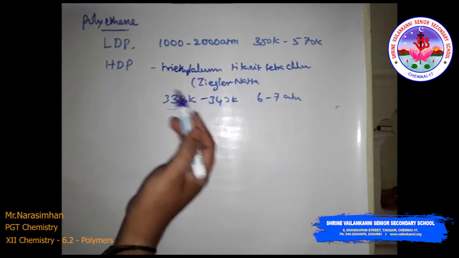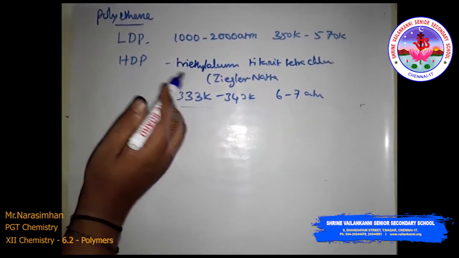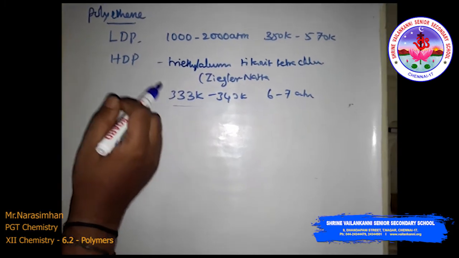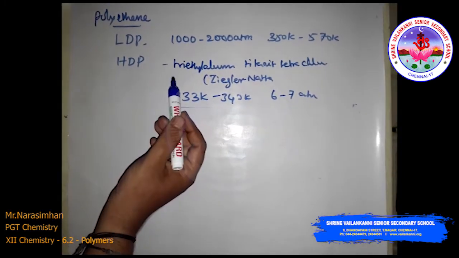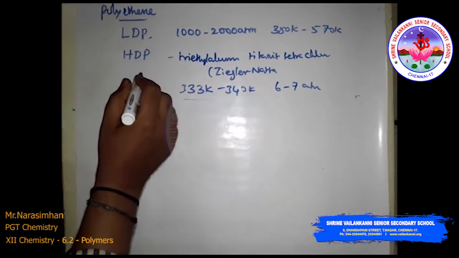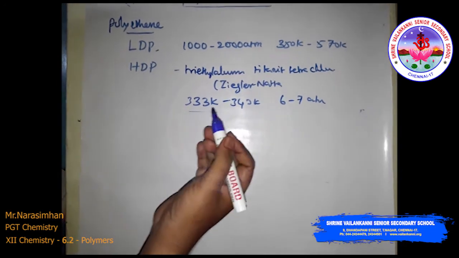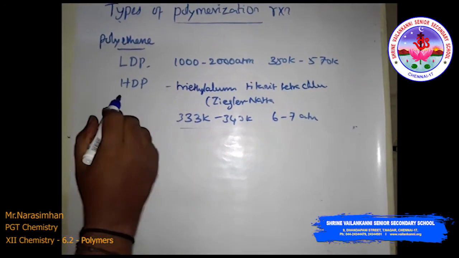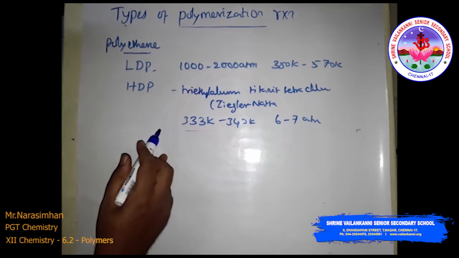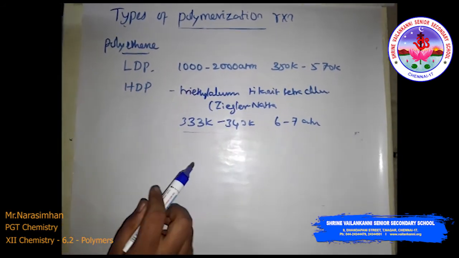That is, the linear molecule has a high density due to close packing, because the packing is very close. This is also chemically inert, and more tough and hard. It is used in manufacture of, for example, buckets, dustbins, bottles, pipes, etc. So polyethylene has two types, low density polyethylene and high density polyethylene.